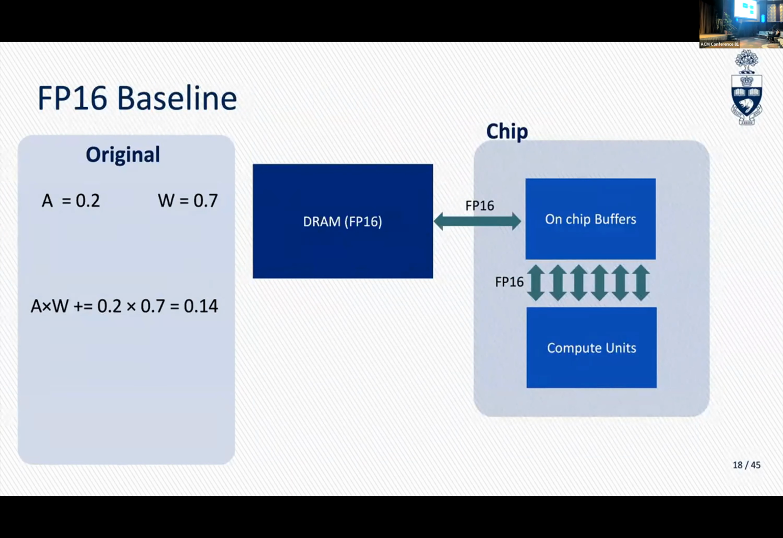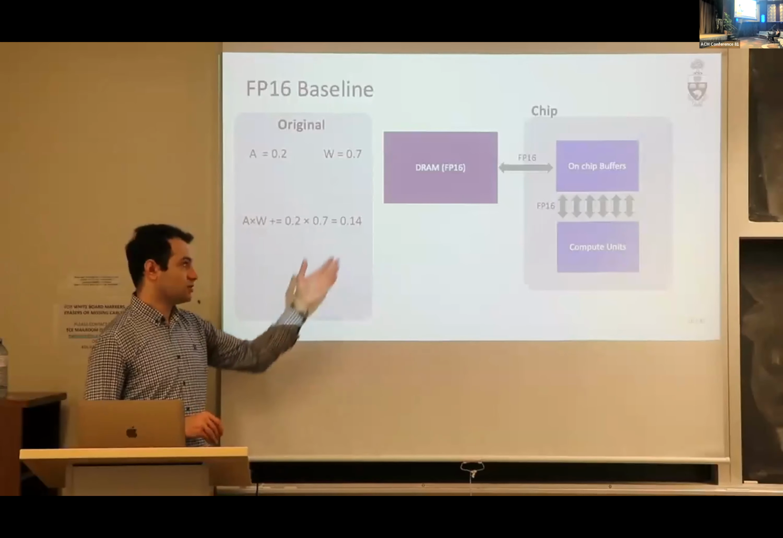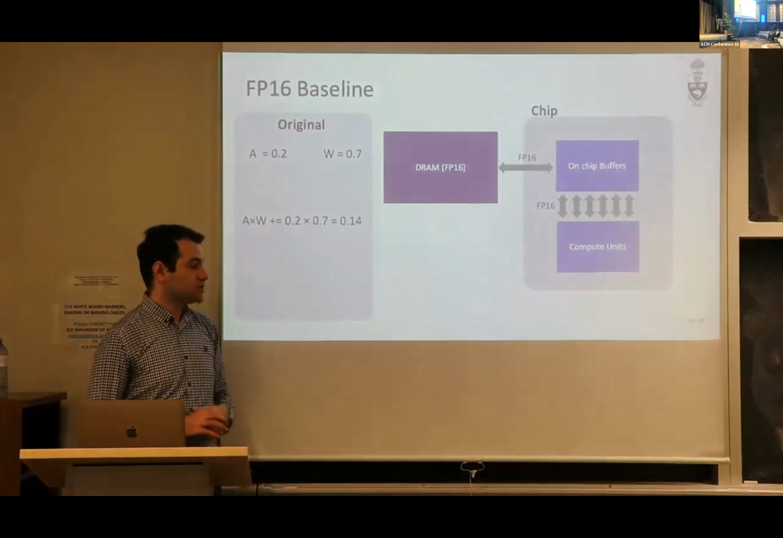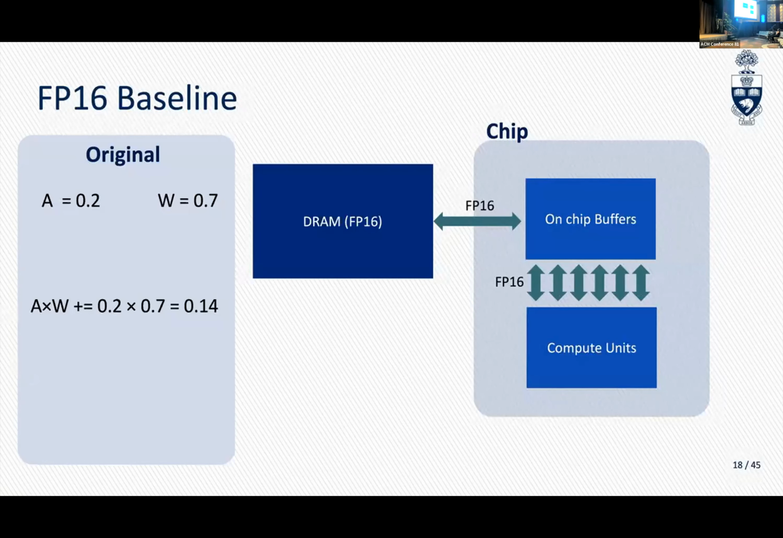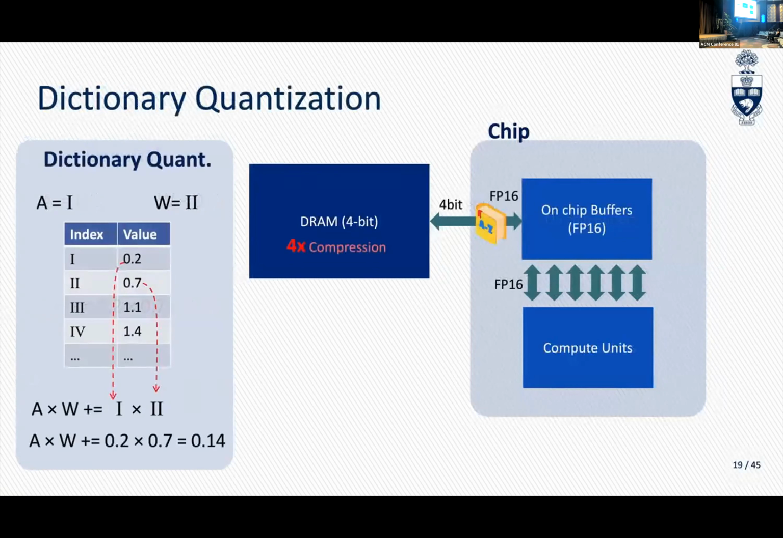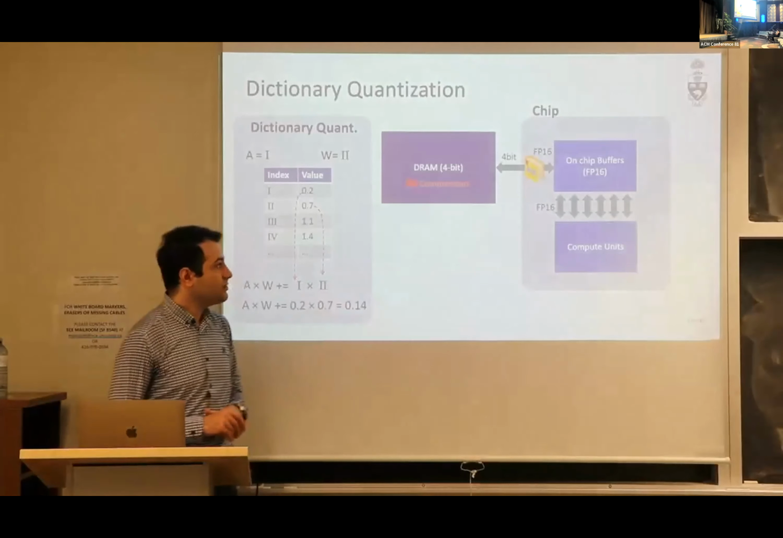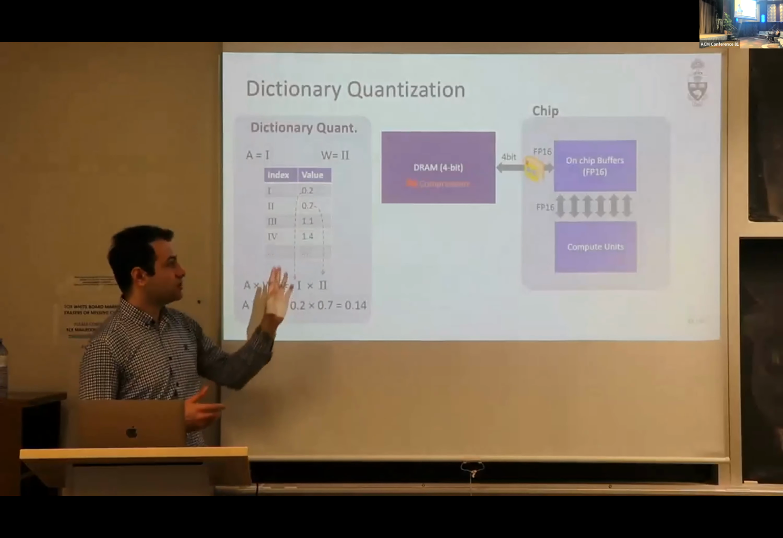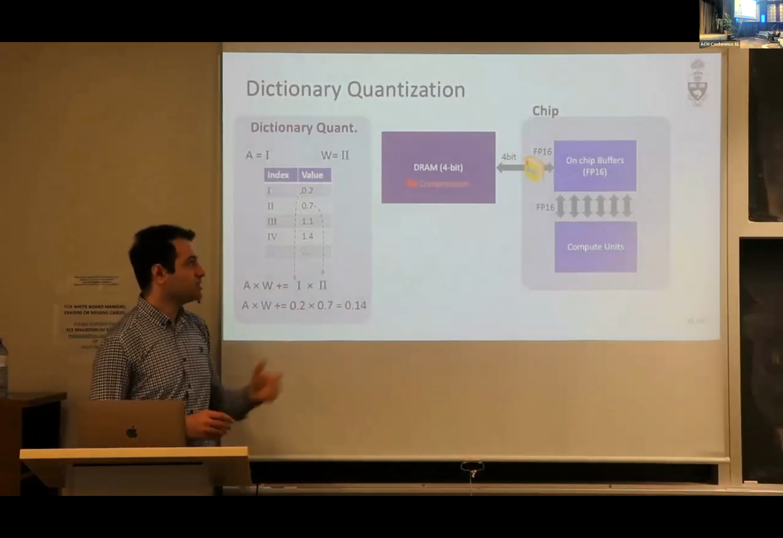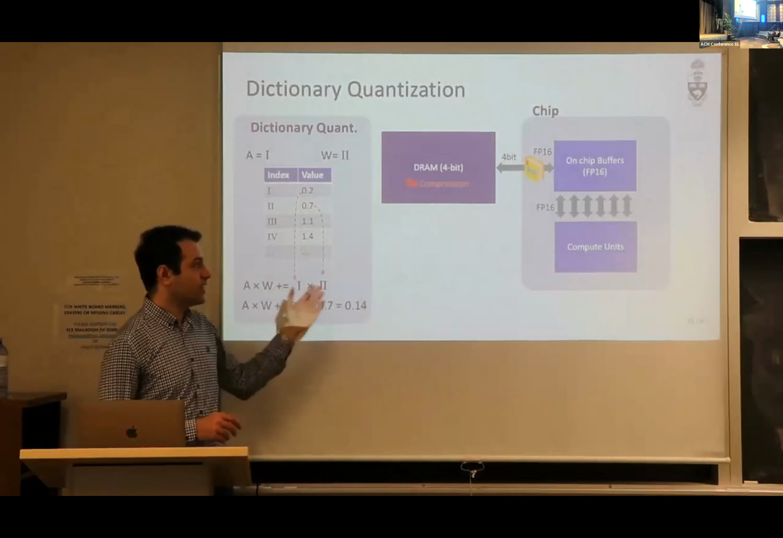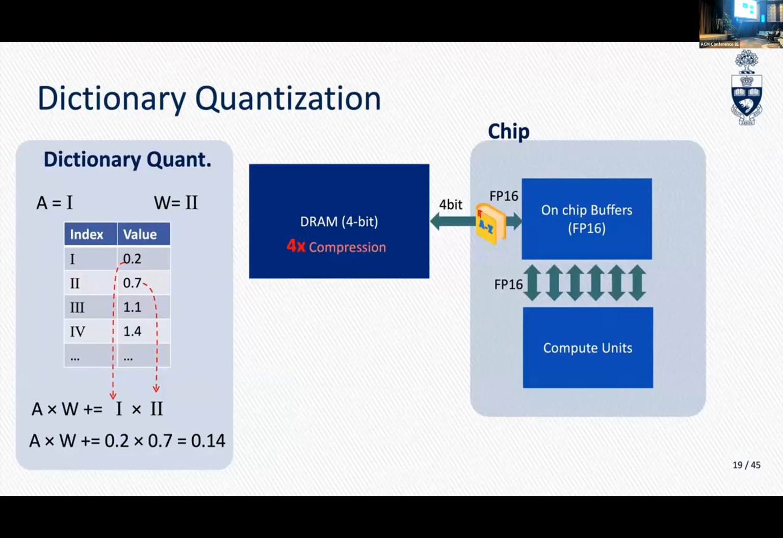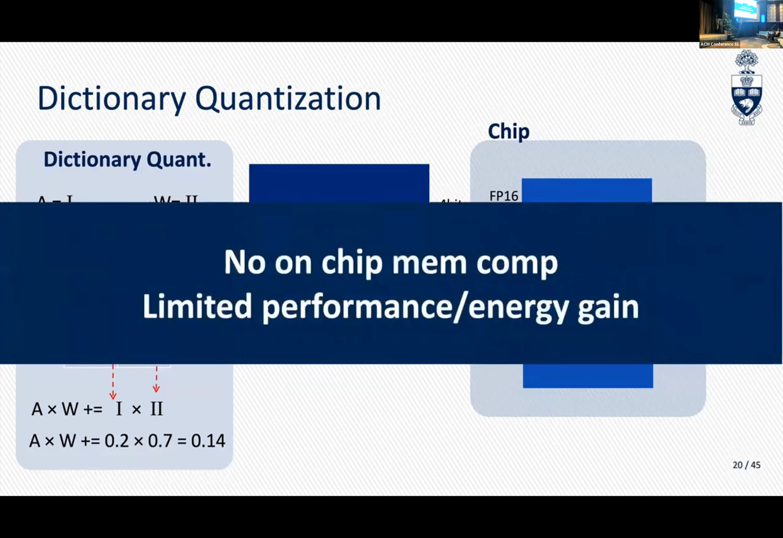So for an FP16 baseline with no compression, we store all the FP16 values in our DRAM. They can be transferred and stored on on-chip buffers so that they can supply compute units with the stream of FP16 values that they're expecting. For a dictionary-based quantization, we can store 4-bit indexes, which is 4 times compression, on our DRAM. And then once we transfer the values from off-chip to on-chip, before storing them on our on-chip buffers, we can use a lookup table to look up these values and store FP16 representatives on our on-chip buffers. And then we transfer these FP16 values for our compute units to consume. The problem with this approach is that there would be no on-chip memory compression in this scheme, which will limit the performance and or energy gain.